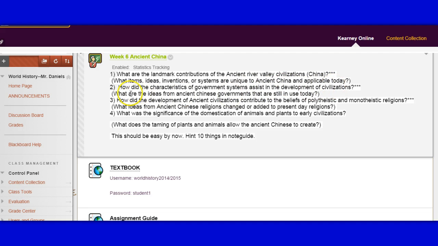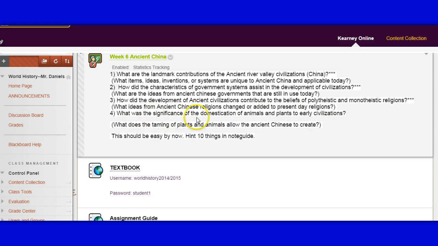What this means is, what are the ideas from ancient Chinese governments that are still in use today, or that were important to ancient civilizations, or even the Middle Ages? The next thing is, how did the development of ancient civilizations contribute to the beliefs of polytheistic and monotheistic religions? What this means is, what ideas from ancient Chinese religions changed or added to present-day religions?